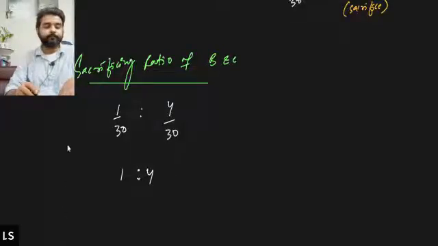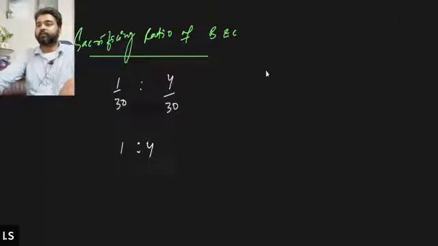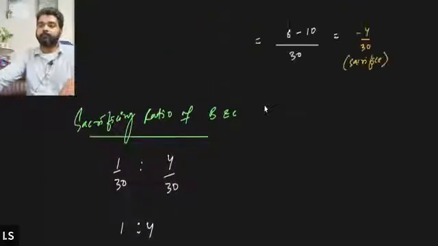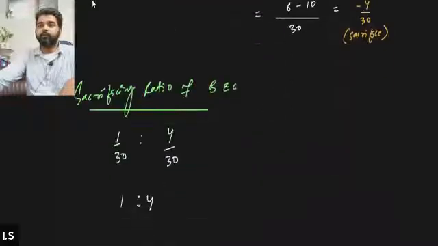Is that correct? Can we say that? Yes, sir. Yeah. So this is the sacrificing ratio for B and C. I hope this is clear to all of you.